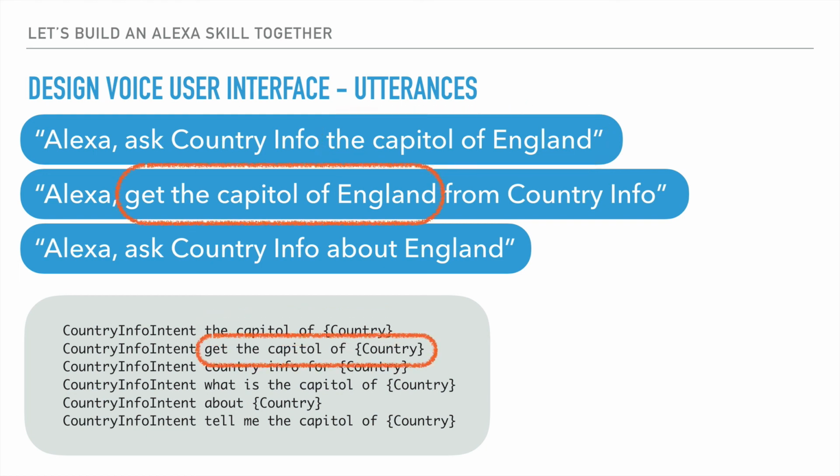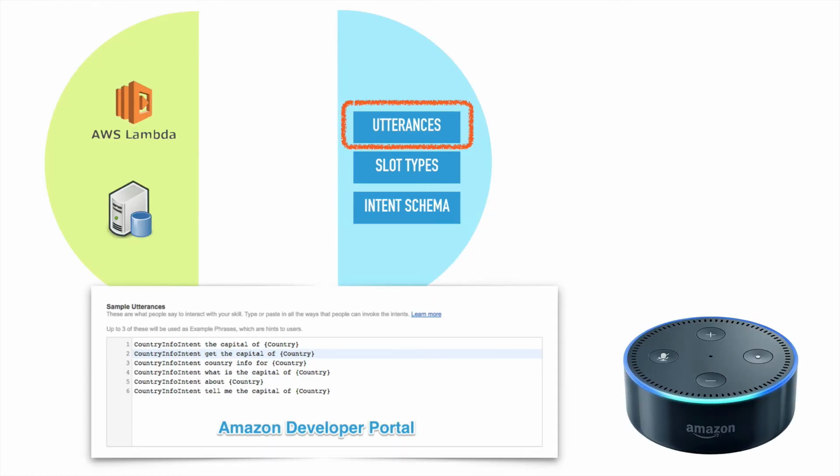When somebody says, get the capital of England, we will say, get the capital of country. That's the variable there. And then when somebody says, ask country info about England, that is the utterance. We have a few others down there that you can see. We define utterances in the Amazon Developer Portal. It looks just like it shows on the screenshot below.